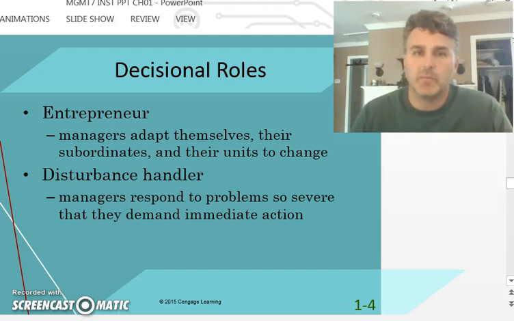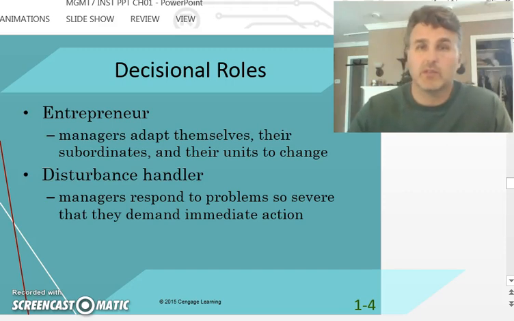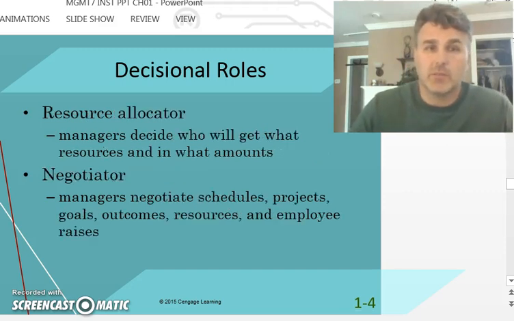Disturbance handler. Managers respond to problems so severe that they demand immediate attention. Usually that's with employees, but sometimes that's like with a part. We're missing a part that's going to shut down a line, which is a very expensive thing to happen. And instead of delegating that important or severe, that critical problem, the managers do it themselves. Call out the suppliers, see if we can get it overnight.